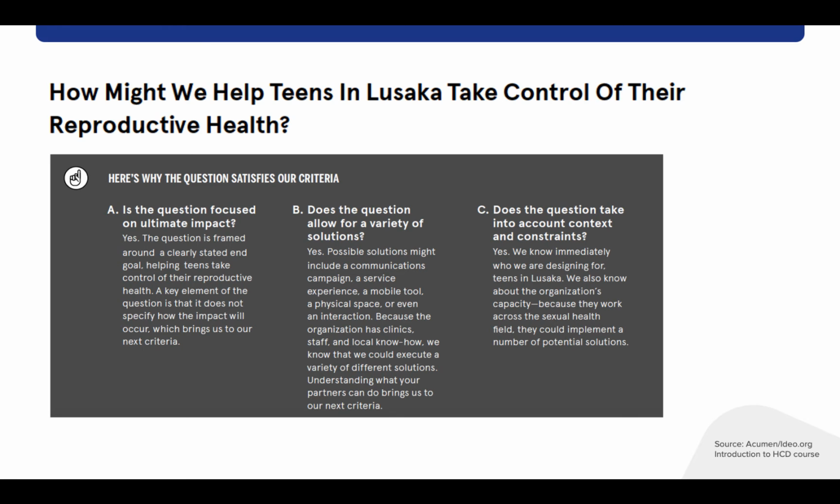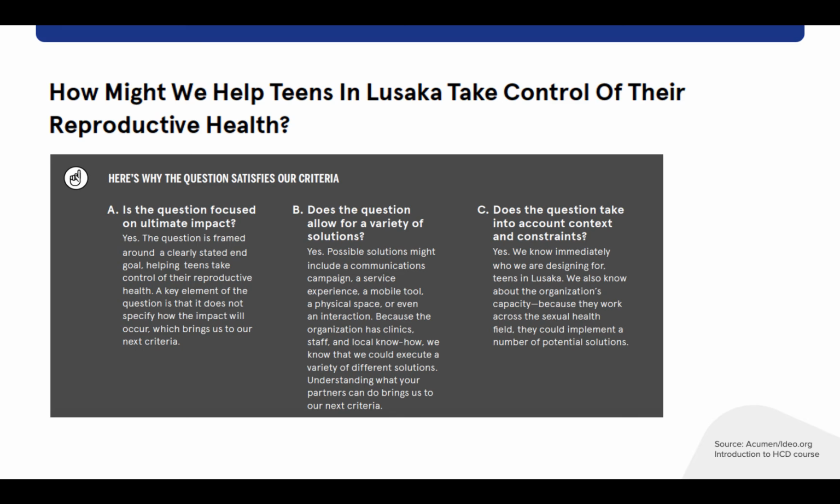Moving to B, does the question allow for a variety of solutions? Well, yes. There are so many possible solutions for this question. It could be a communication campaign, a service experience, a physical space, a mobile tool. There are a number of possible solutions. So definitely it hits the second criteria.